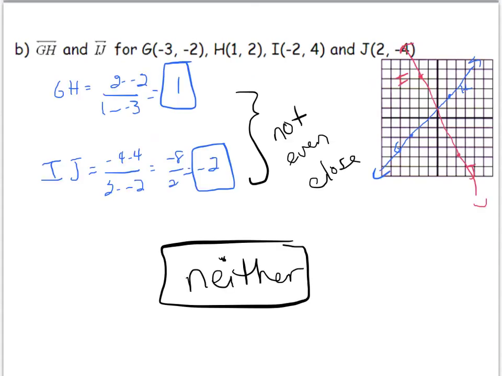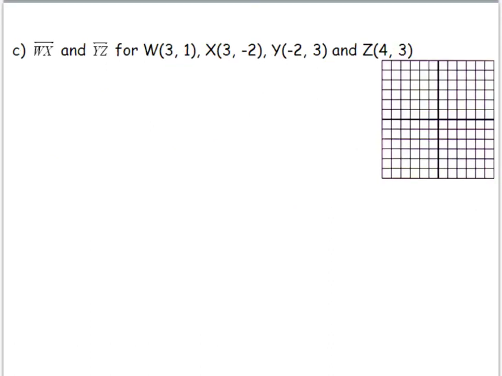All right, what you guys should have done is graph the line. Here's GH, and then here is IJ. They kind of look like they might be perpendicular, but of course you had to go through and do the math. Your slope for GH was 1. Your slope for IJ was -2. These are not even close to being the same number, so therefore these are neither. They are not perpendicular or parallel. All right, again, I would like for you to graph the lines, find the slopes, and tell me if they're parallel, perpendicular, or neither.